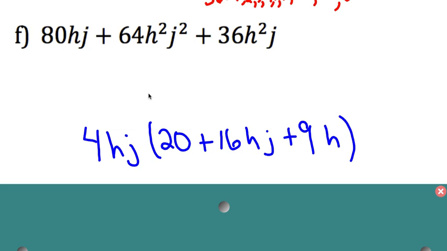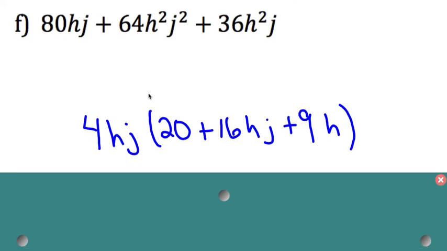64 divided by 4 is 16. Started with h squared, took one h out, so we were left with h. Started with j squared, took one j out, now we're left with j. Plus 36 divided by 4 is 9. We started with h squared, we took one h out, so there's still an h left here. And then we started with j, but we took one j out, so there's no j left there. So that is your final answer.